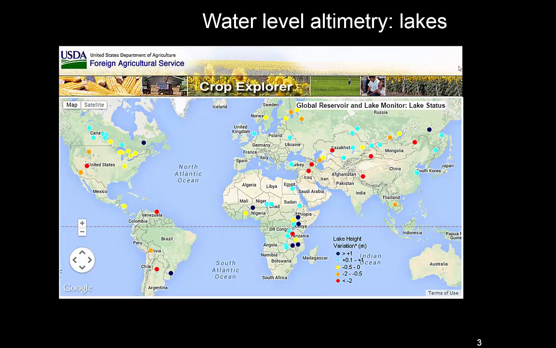You can measure the height of lakes, for instance, and that's what this website does. The Crop Explorer shows you the water height variations compared to the average for a number of lakes in the world. Knowing that can be quite useful, particularly when downstream there are important irrigation areas that rely on the amount of water in those reservoir lakes.